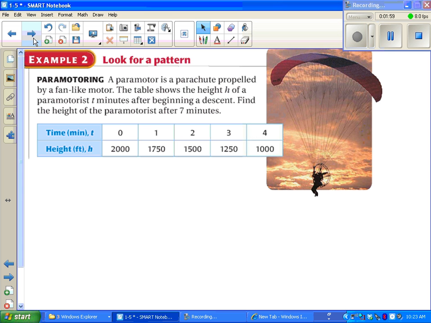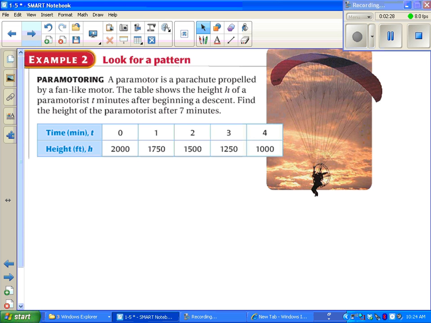Example 2, we're looking for a pattern. It says a paramotor is a parachute propelled by a fan-like motor. The table shows the height h of a paramotorist t minutes after beginning a descent. Find the height after 7 minutes. Notice the table does not give us information for 7 minutes, so we're going to have to look for some kind of pattern. You can pause the video and try to find the pattern yourself.